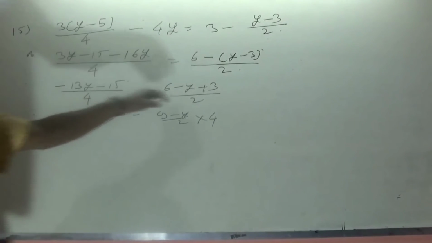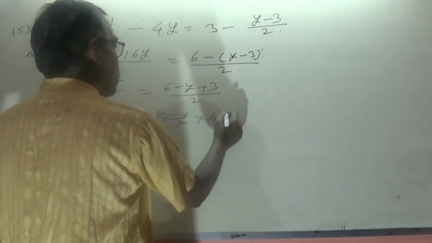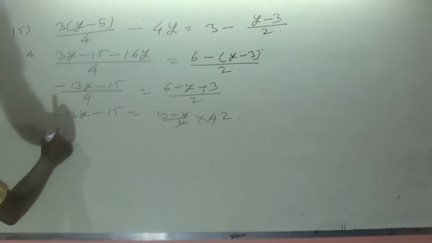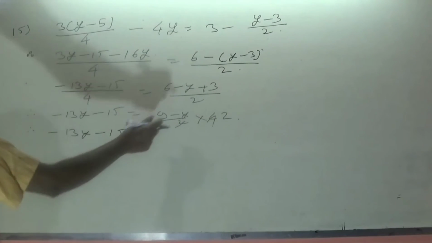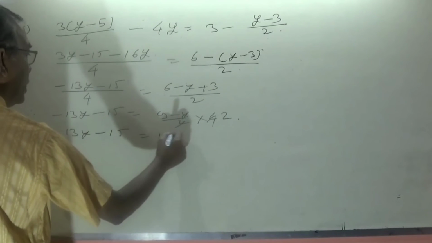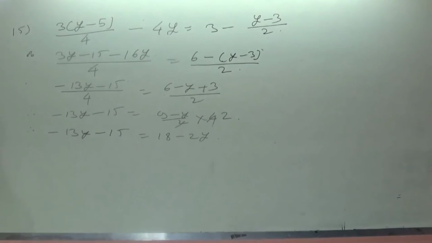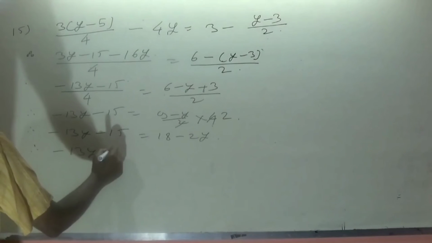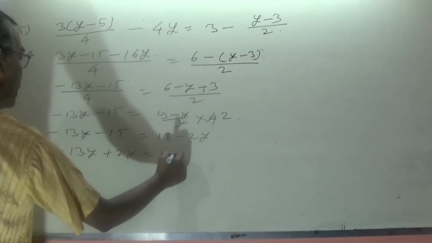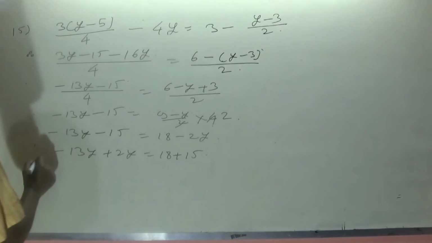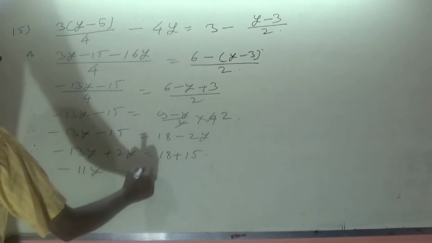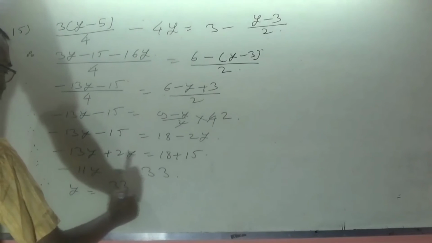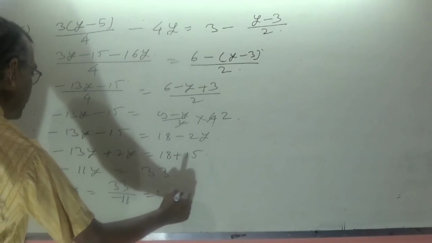Why have I shifted only 4 here? Because it will cancel. All these things will come to your mind, that 2 need not be shifted here. It is due to your practice only. So therefore minus 13y minus 15, and now 2 is going to multiply with 9, 18 minus 2y. So therefore minus 13y and plus 2y will be equal to 18 plus 15. Therefore minus 11y is equal to 33. So y will be equal to 33 divided by minus 11, which is equal to minus 3. Answer.